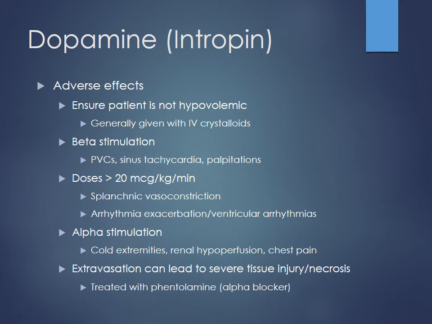You don't want to run your dopamine doses too high. If you start to get above things like 20 mics per kilo per minute, this is where you start to see more of the splanchnic vasoconstriction. And anytime you're having these vasopressors on board, it's going to limit blood flow to some of the secondary organs, right? So you can see renal hypoperfusion potentially.